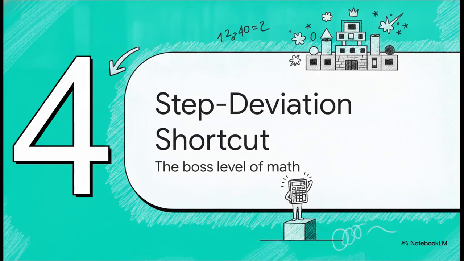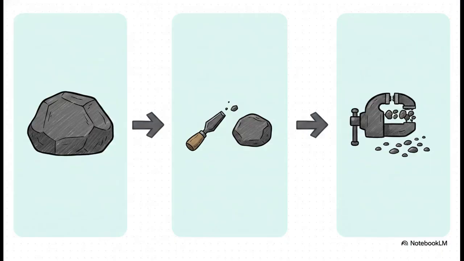Section 4, the step deviation shortcut. But what if those numbers are still a little too bulky for your liking? Enter the boss level of Chapter 13. So the assumed mean method shrinks numbers by subtracting, while the step deviation method takes it a step further. If your deviations share a common divisor, which is almost always the class interval size, what we call h, we can divide them to shrink the math down even more. We are literally turning 2 or 3-digit numbers into tiny single-digit integers.